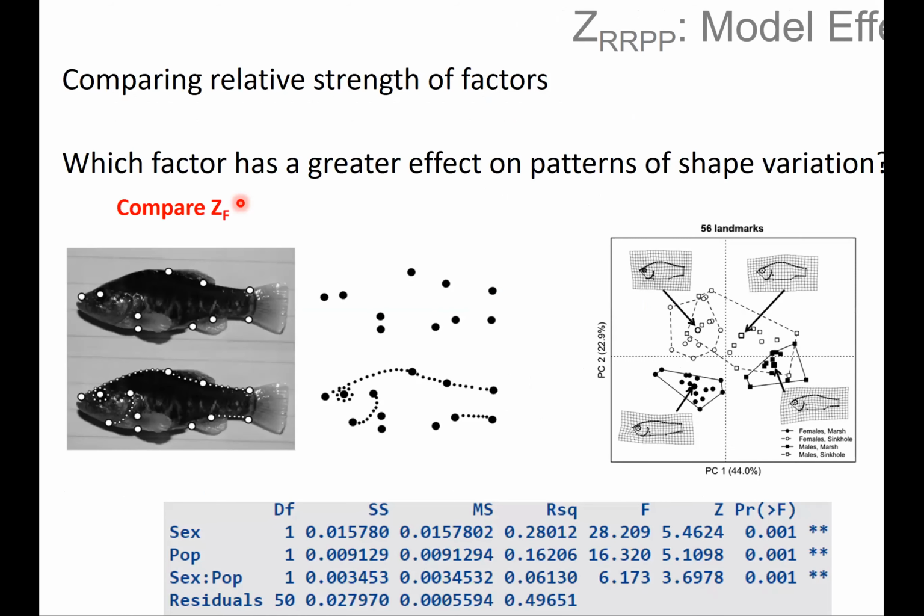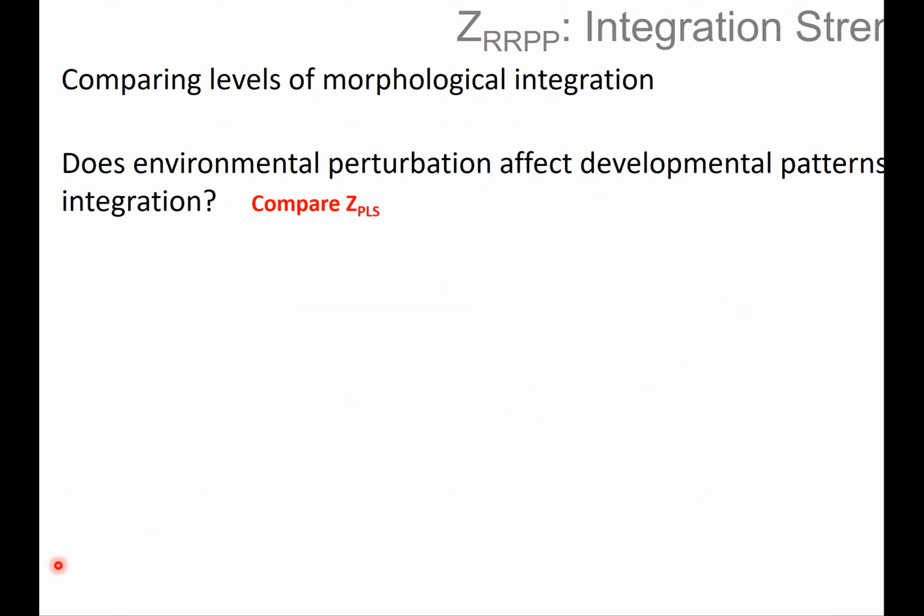So for example, maybe we've got a factorial model. We want to know whether variation in phenotype is explained more by sex or by population or by some interaction term. Well, look at this. We've got z-scores down here. We could evaluate and compare those z-scores. That's a path forward to model comparison in the multivariate framework, right? We could compare different levels of phenotypic integration.